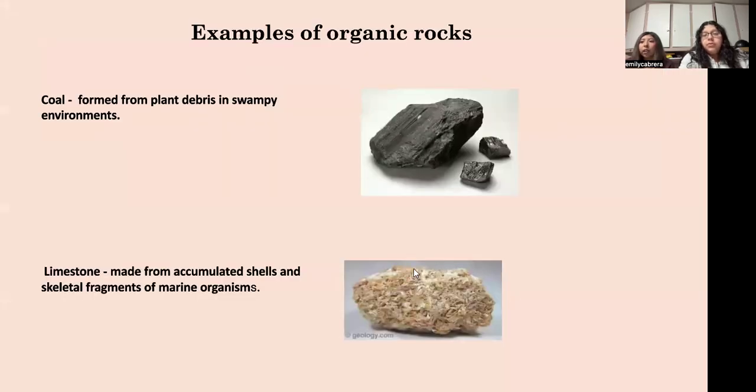And some examples of organic rocks. This one right here is coal, which we have seen multiple times, that is formed from plant debris in swampy environments. We also have limestone, which is made from accumulated shells, skeletal fragments, and marine organisms, which we have also seen during lab. It has a sand-like texture, I guess you can say.